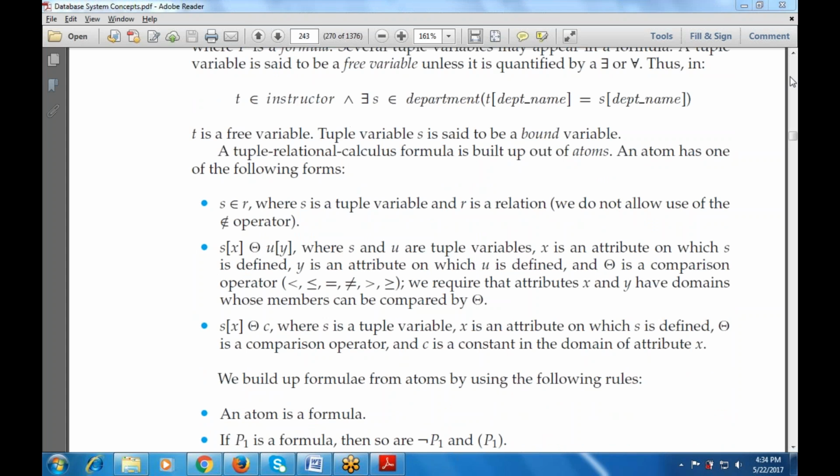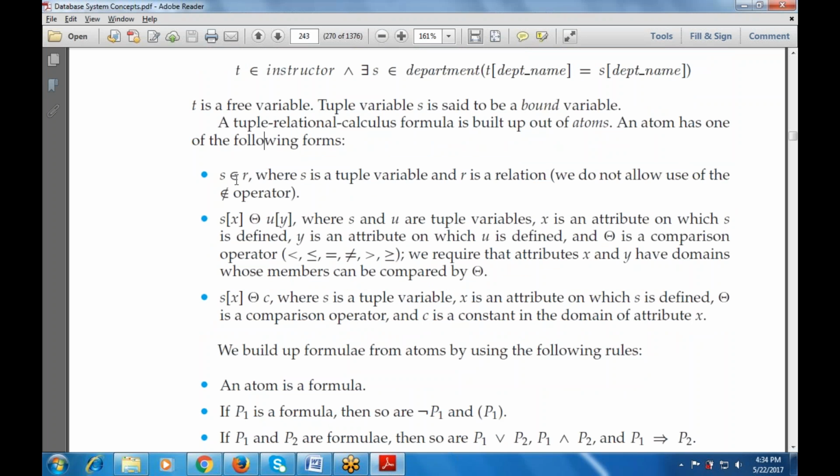So when we talk about the tuple variable formula, that is split up into two parts, known as atoms, that have the following forms. First, s ∈ r, where s is a tuple variable and r is a relation, that is a table. We do not allow use of the not operator.